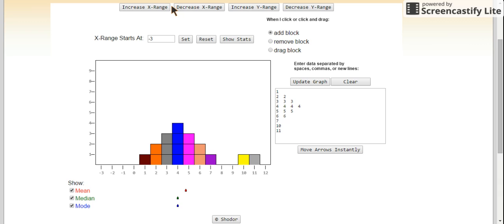All right, so today we're looking at interpreting differences in shape, center, and spread in the context of the data sets, accounting for possible effects of extreme data points or outliers. So we're looking at the shape, the center, and the spread.